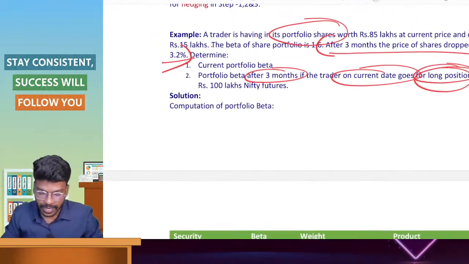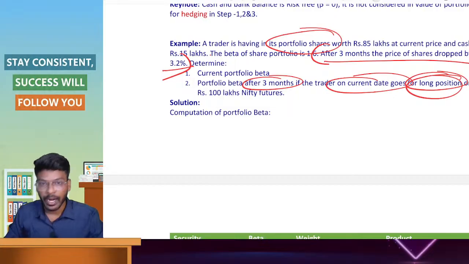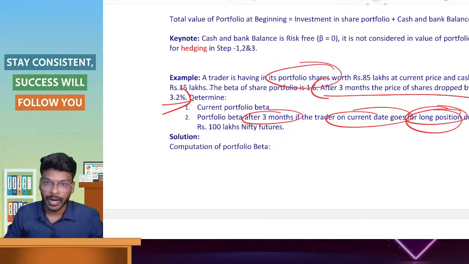Share prices dropped by 3.2%. Okay, share prices dropped by 3.2%.